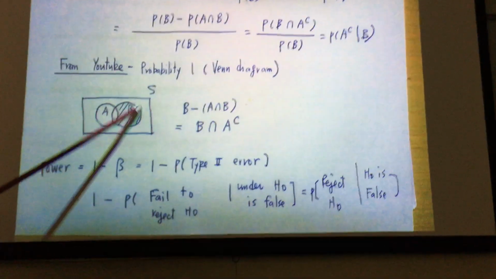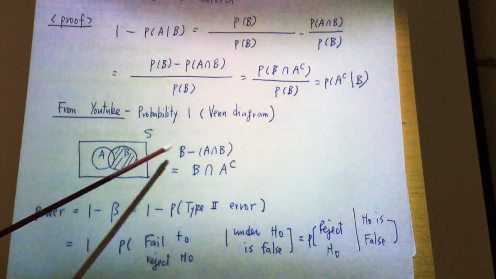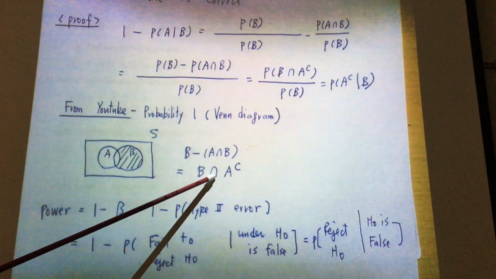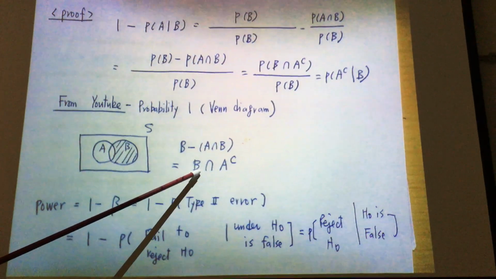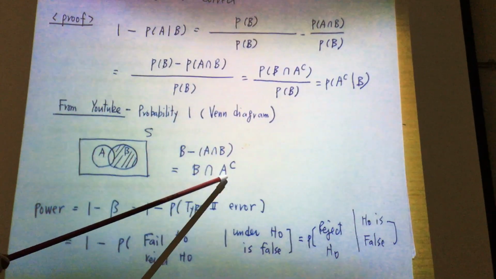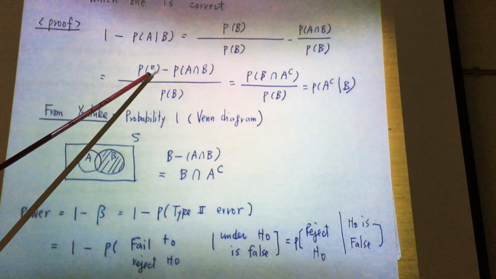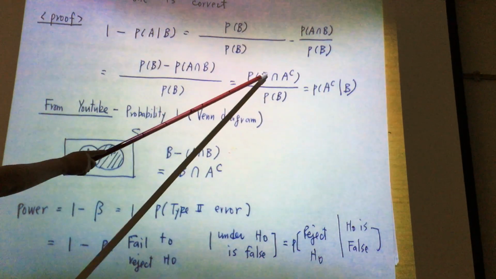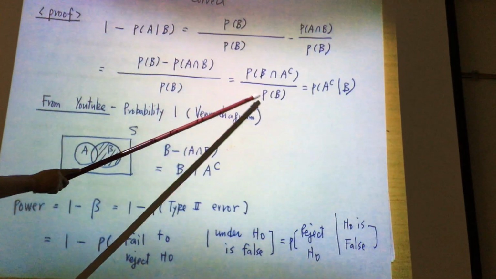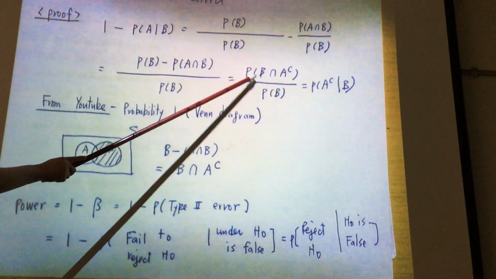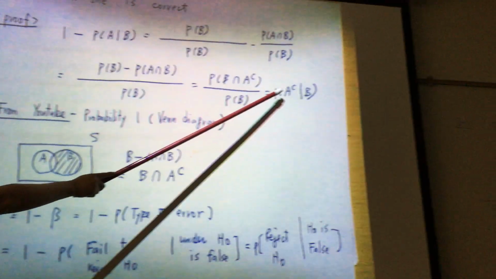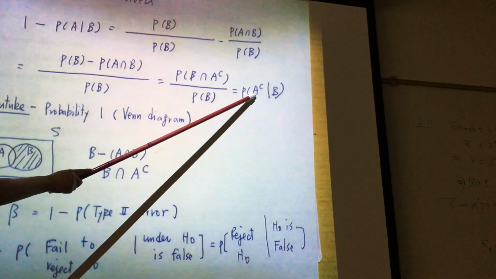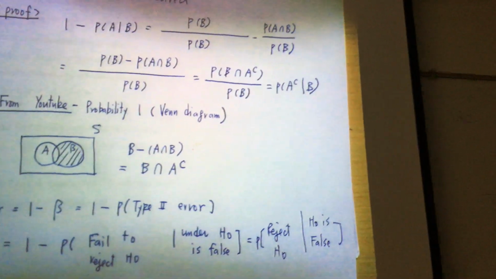And this is from B, you take out the common part A and B. That is the same thing as saying B and A complement. Look at here. From B, you take A and B away. So this one will be B and A complement divided by PB. But by definition, this is nothing but what? Probability given B, what's the chance that A complement happens? So, look at here.